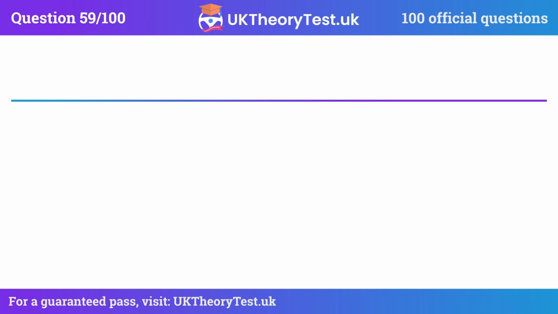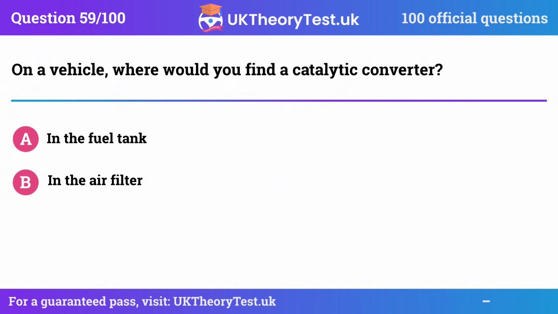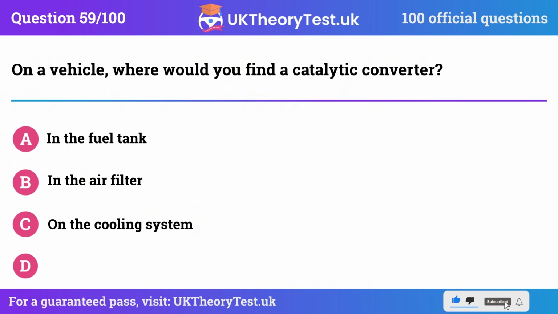Question 59. On a vehicle, where would you find a catalytic converter? A. In the fuel tank. B. In the air filter. C. On the cooling system. D. On the exhaust system.